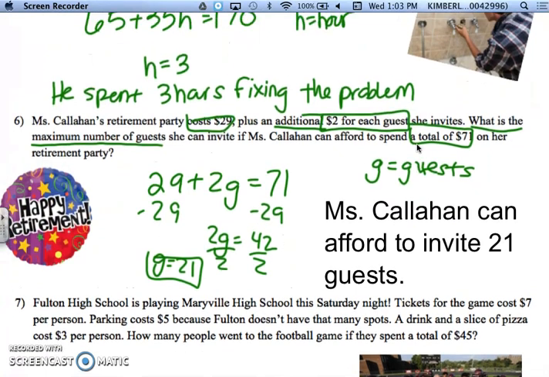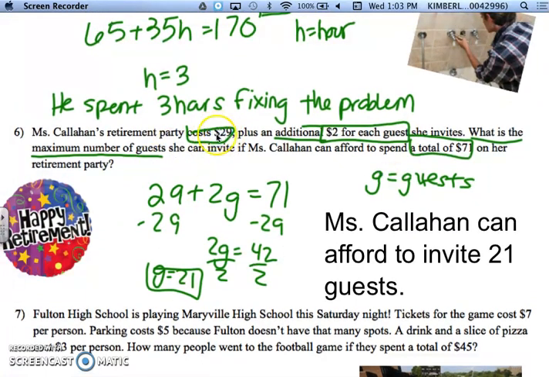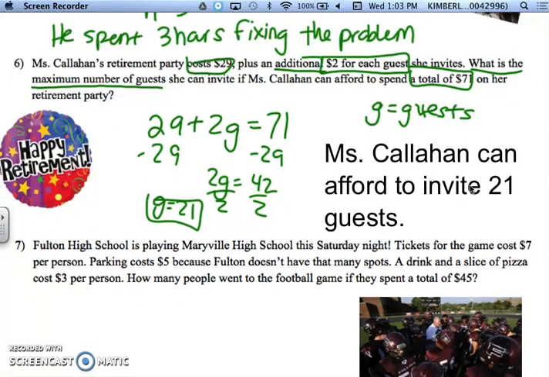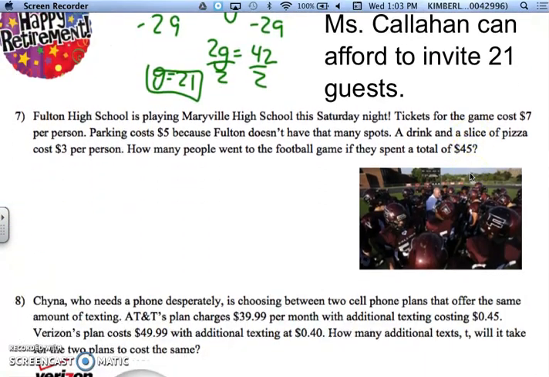On number 6, cost $29 plus is a keyword, so I added an additional $2 for each guest. So I said G was meaning guests. Total was $71. The question was, what was the maximum number of guests? I solved it. I got G was 21, so that means Ms. Callahan can afford to invite 21 guests. Okay, 2 more problems. Let me walk you through both of these.